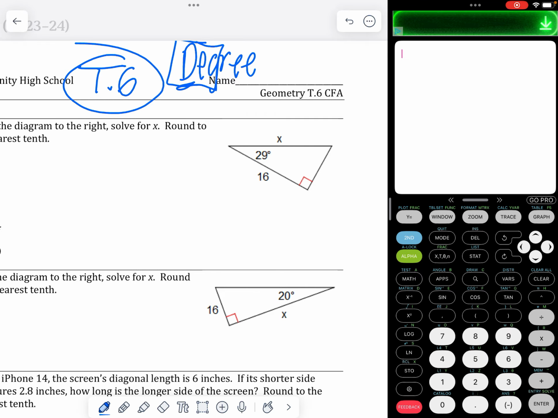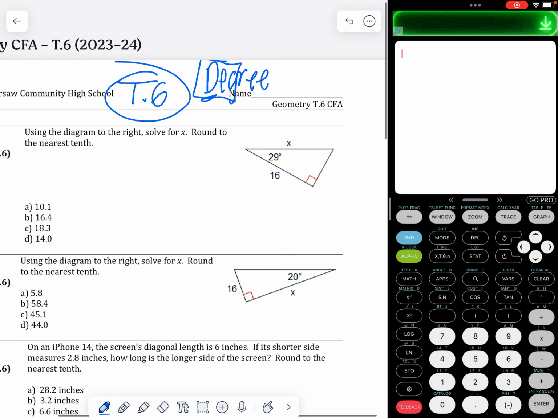The first thing we have to make sure is set to degrees. Luckily, ours is already set there, so we're good, so we can solve our problems. Right, this standard is talking about trigonometry, not our special rights. If you're doing special rights, that should be the next one, but for right now, we're just doing trigonometry.